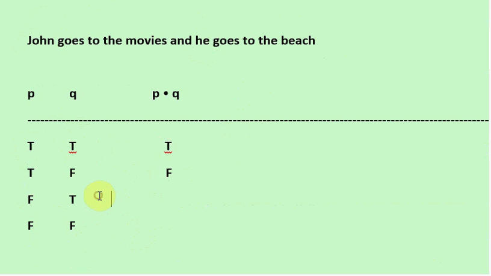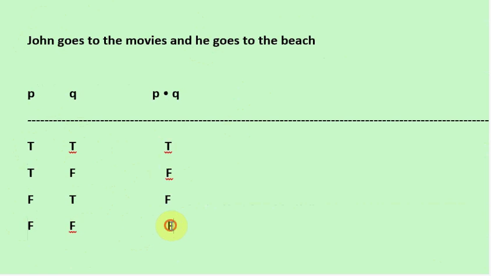Okay? And so similarly, in the third row, where it's false that he goes to the movies, and it's true that he goes to the beach, then the whole thing would also be false, right? Because what we have here is basically the truth values of the conjuncts are reversed, right? So then the whole thing would be false. Okay. And then the last case is the case in which they're both false, and hopefully that is obvious that if they're both false, then the whole thing is false, right?